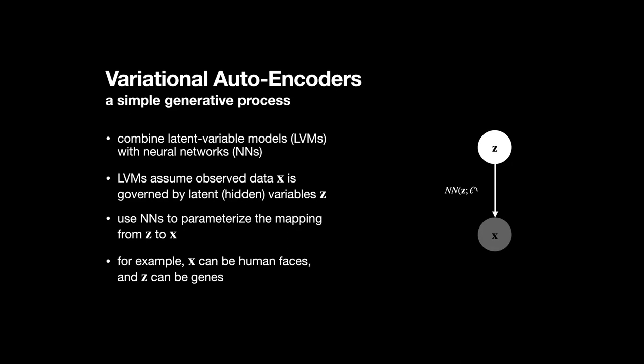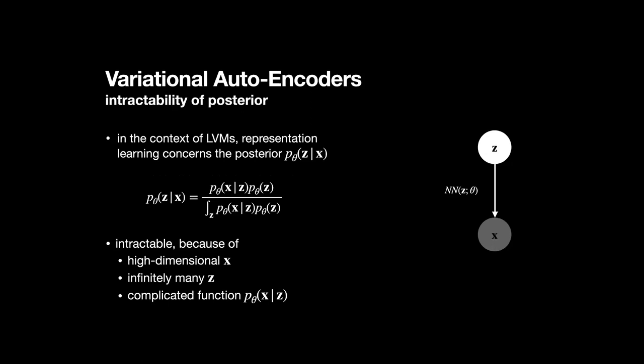For such a latent variable model, for example, X can be human faces and Z can be the genes that determine our facial appearances. However, this causes computational intractability. Specifically, in the context of latent variable models, we are interested in latent representation learning. More specifically, it is the posterior distribution P of Z given X.